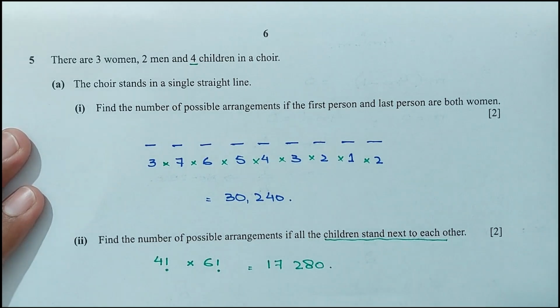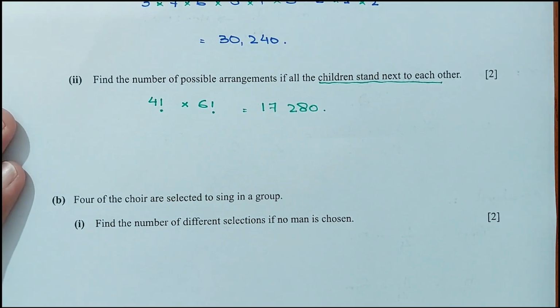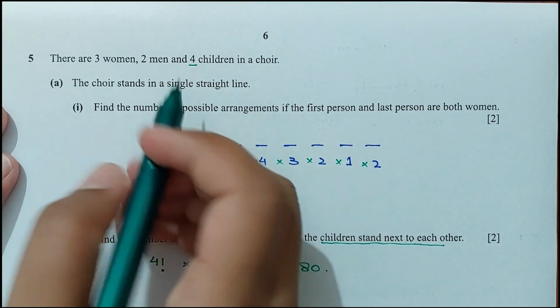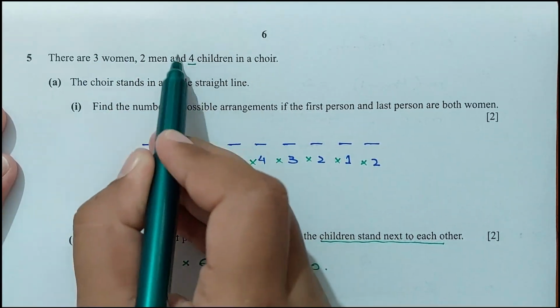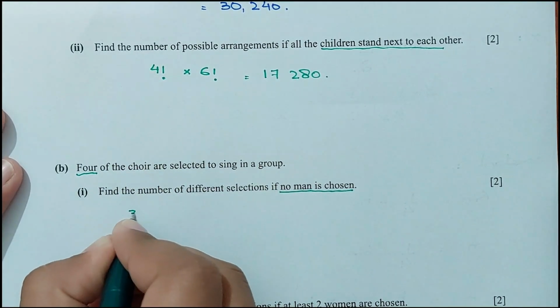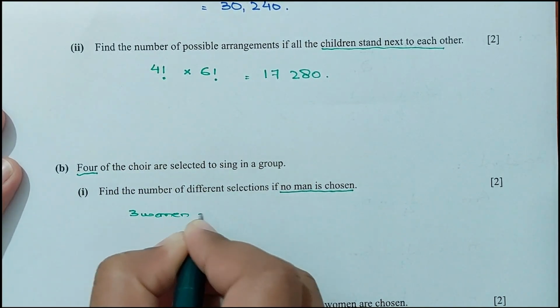All right. Now for part B, 4 of the choir are selected to sing in a group. So 4 are selected. Number 1, find the number of different selections if no man is chosen. Okay, there are 2 men, right? So they said no man is chosen. All right, so it means women and children are chosen. If no man is chosen, we are not going to select the men. So cancel the men. 3 women and 4 children. 3 plus 4 is 7. So now the total we have is 7 members. 3 women plus 4 children.